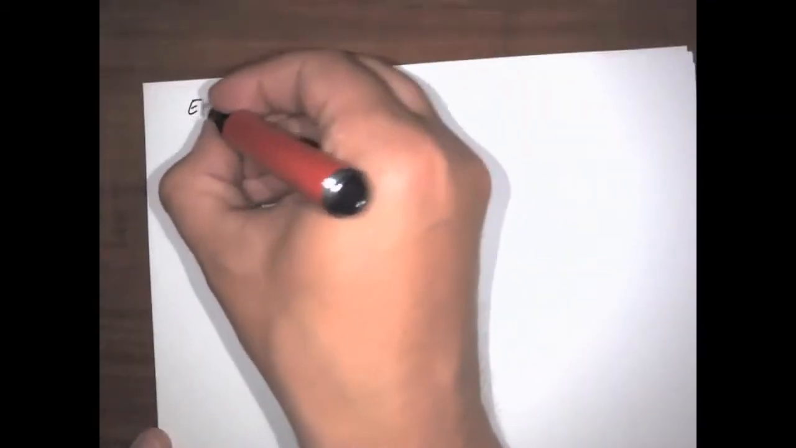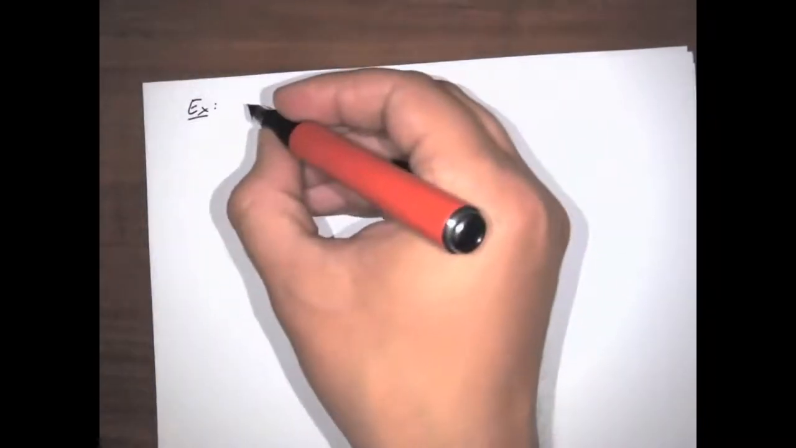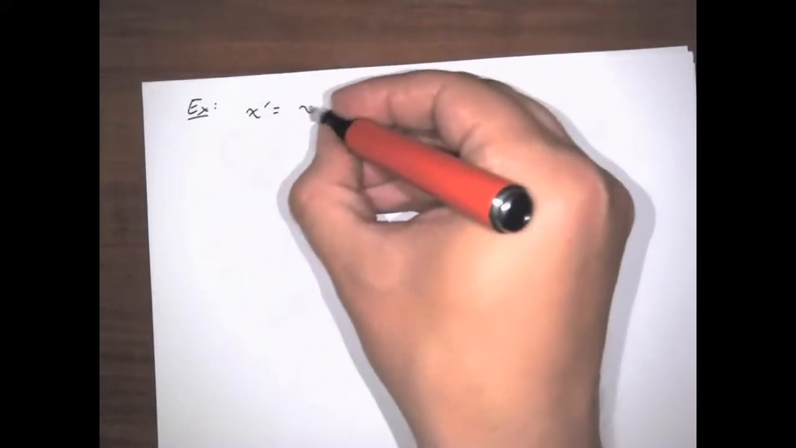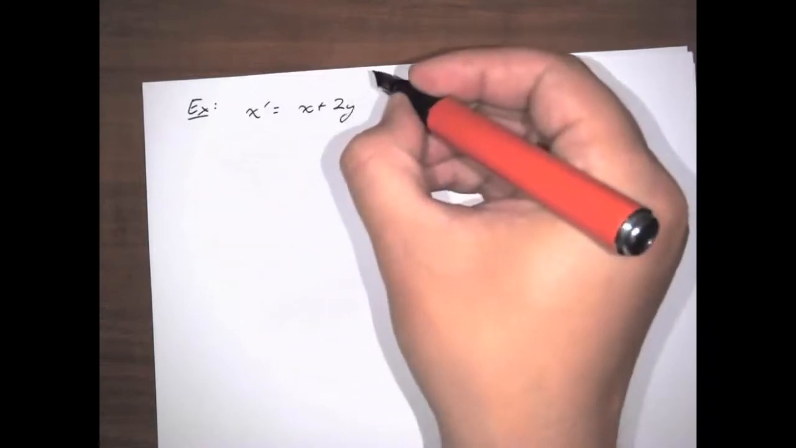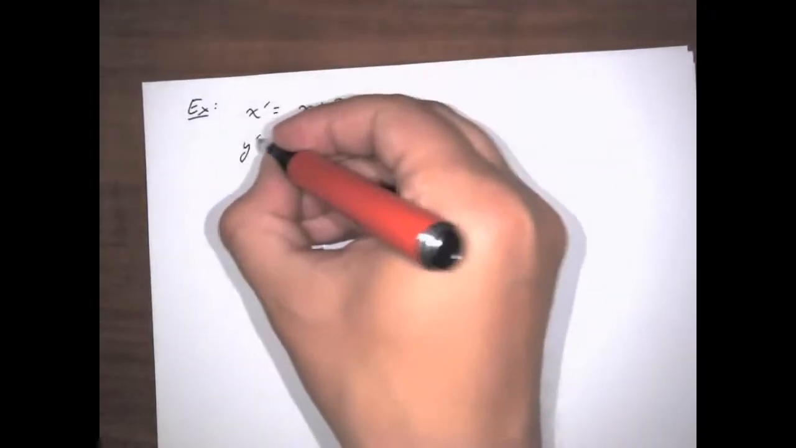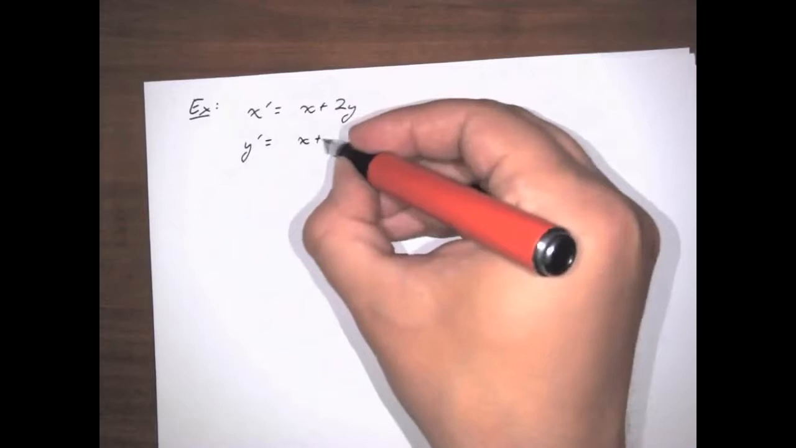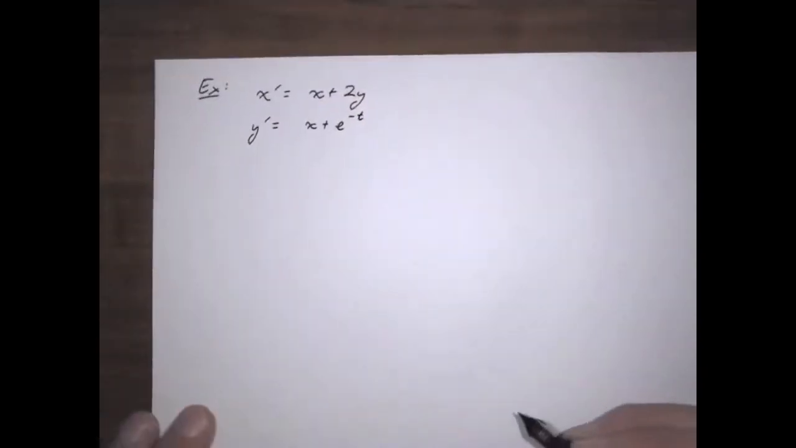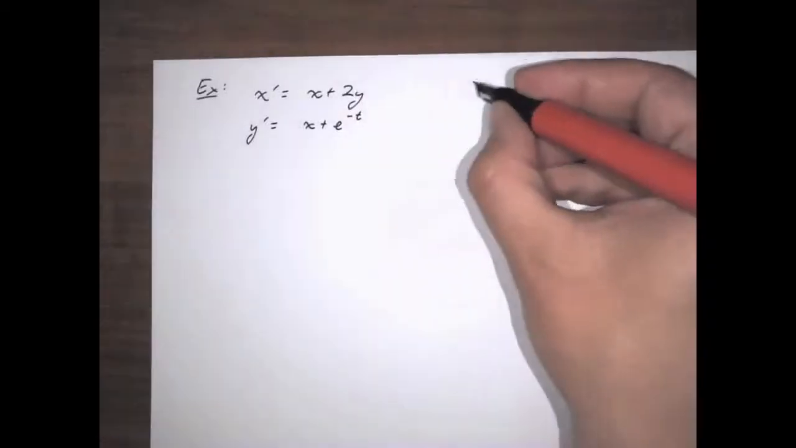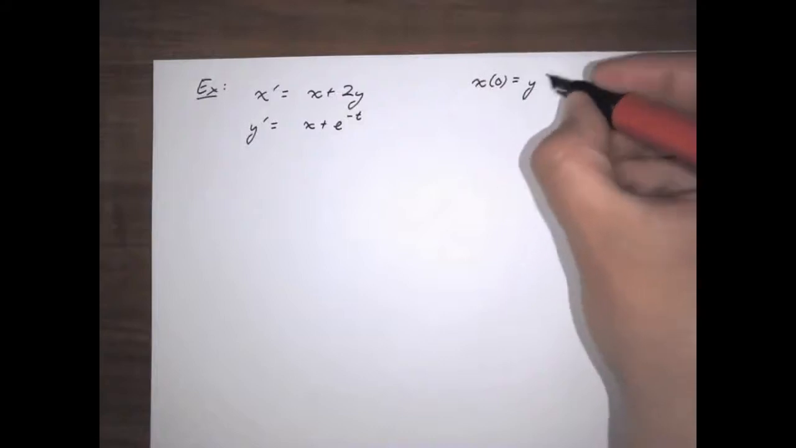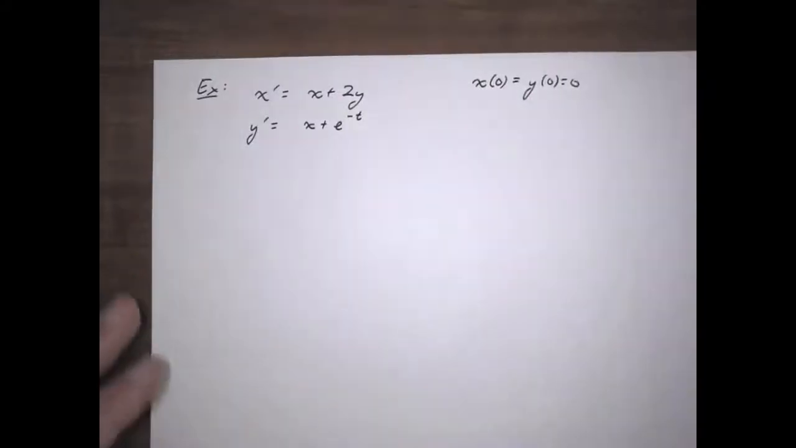Now here, let's just see what this would look like as an example. Let's try to solve a system like this. So let's say what we had was x prime is equal to x plus 2y, and let's say we had y prime is equal to x plus e to the negative t, and then let's say we have x of 0 equals y of 0 equals 0 as our initial conditions.